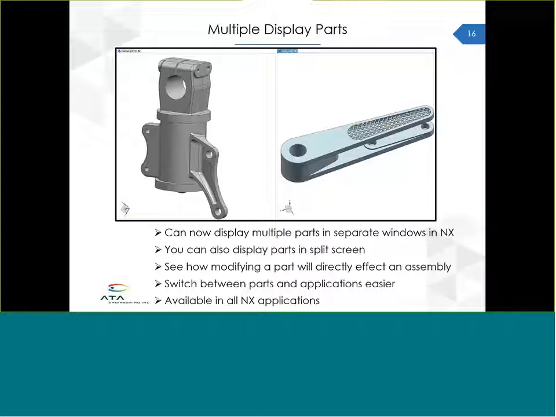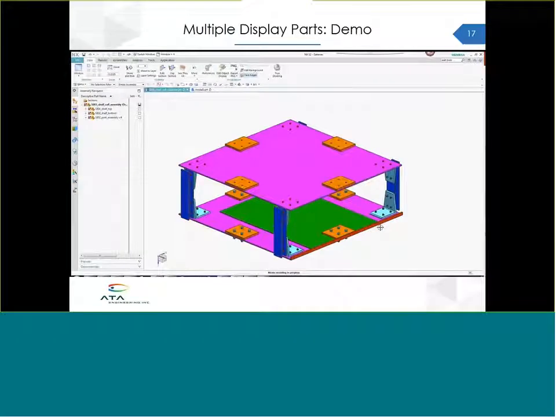An example of one way this feature could really be utilized is if you have an assembly open and a part in that assembly in split screen. You can then modify the part and immediately see how it will affect the assembly. So that's definitely something that can come in handy when you're working with complex assemblies. So we'll show you another quick demo of how to use multiple display parts utilizing the split screen feature.